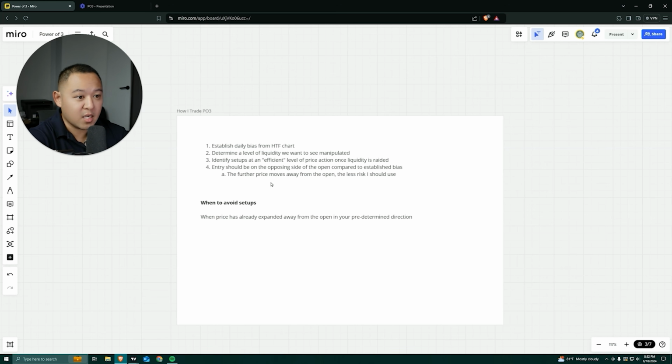The wick is really where the smart money is operating. If you can position yourself inside that higher time frame wick, I guarantee you will instantly improve your win rate, and you will instantly increase the profits you're getting from your trades. So when to avoid setups, obviously, is when price has already expanded away from the open in your predetermined direction. This is something you need to build discipline on. When the market expands away, you need to just sit on your hands, because if you already missed the move, don't FOMO into the trades.